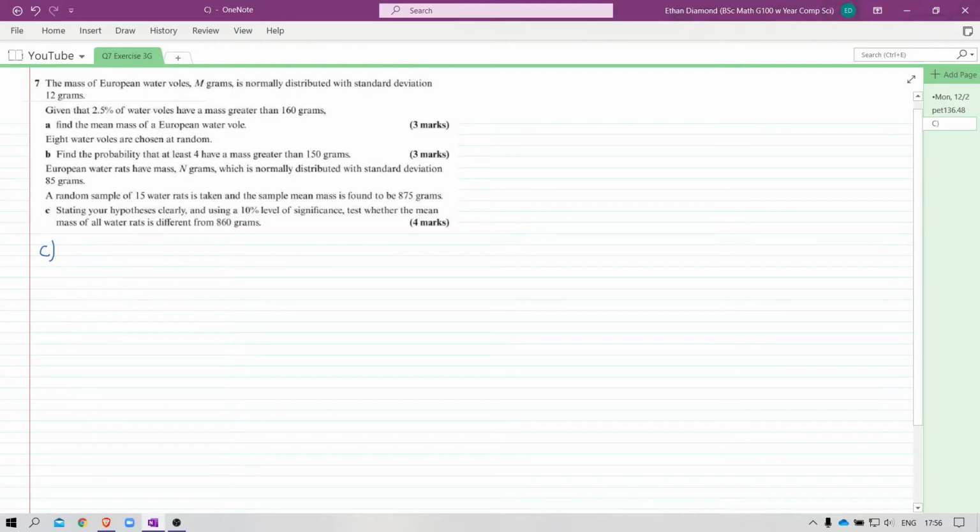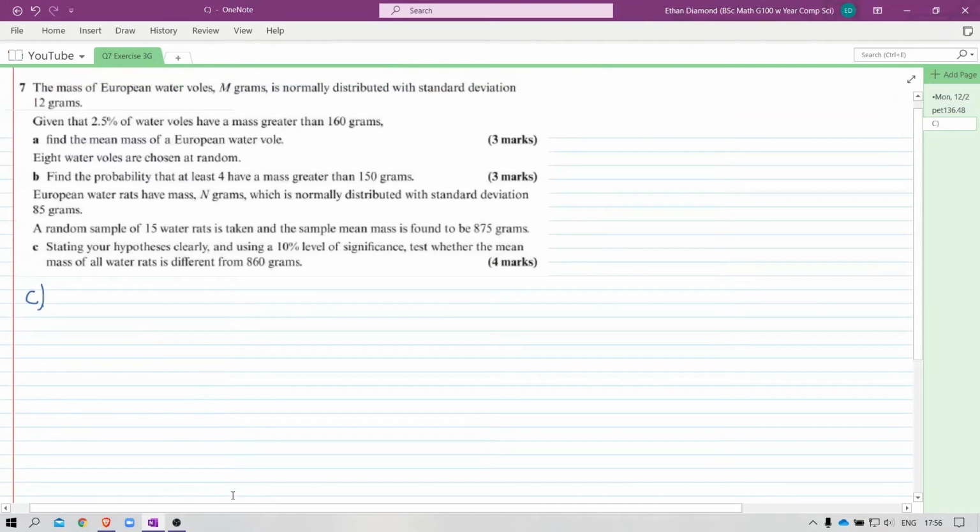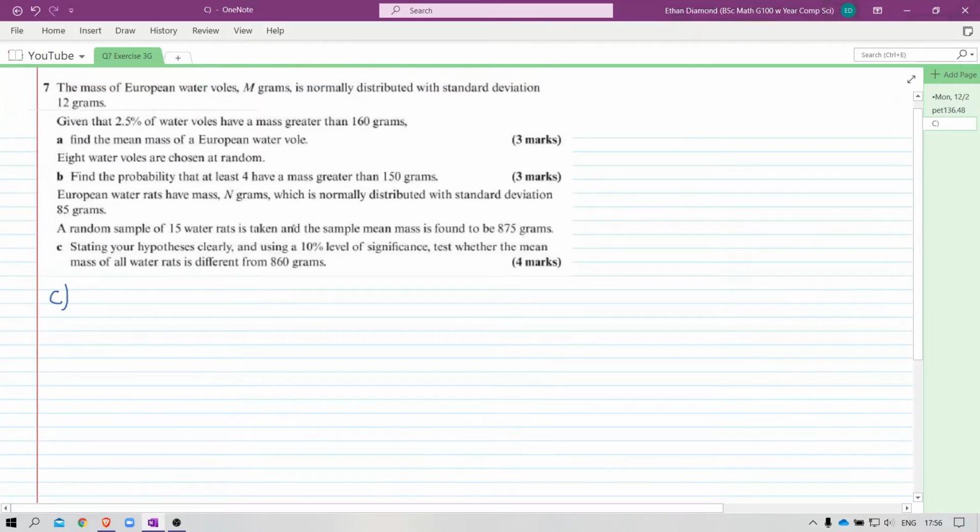So we're told that European water rats, so this is completely different from part A and B. It's basically a different question. We have a sample of 15 water rats is taken, and the sample mean mass is found to be 875 grams. Fine.